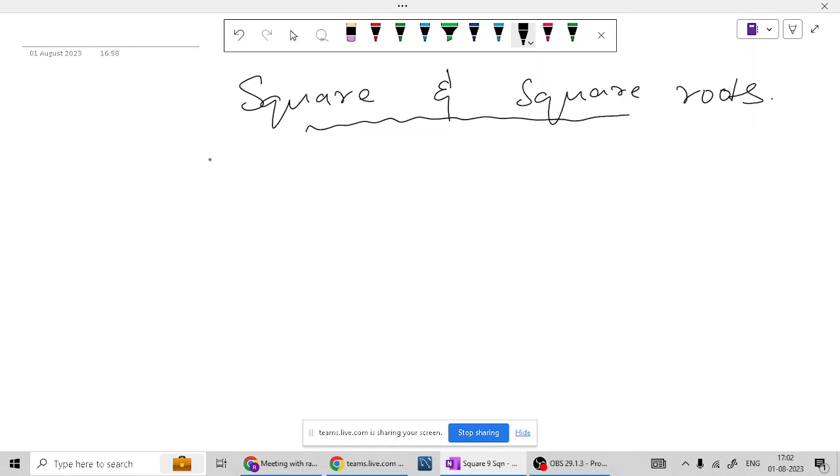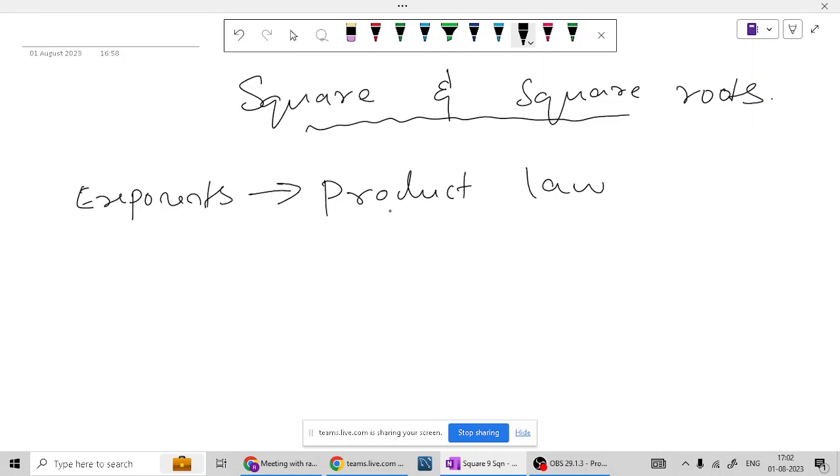Before starting this, remember the laws we studied in exponents. What are the laws we had? The product law, quotient law, and power law. Yes. In this chapter we'll be using only the product law. What do you mean by product law? Multiplication becomes addition. When the base is the same, we add the powers, or degrees. So this entire chapter is related only to the product law.